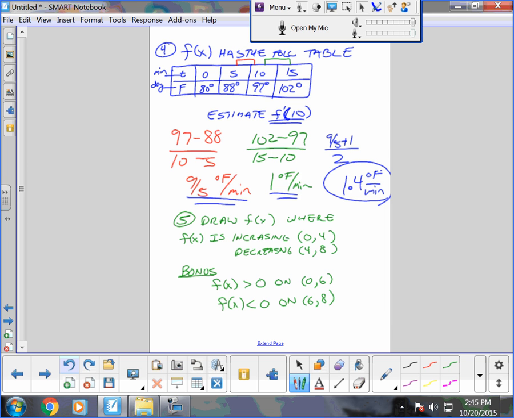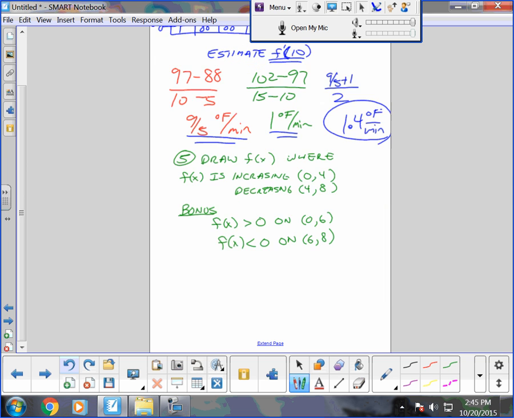Draw f of x where f of x is increasing 0 to 4 and decreasing 4 to 8. Okay, that is not hard. Guys, that is not hard. I hope everybody has at least this. 1, 2, 3, 4, 5, 6, 7, 8. And maybe I just draw it this way. Maybe you have this, right?